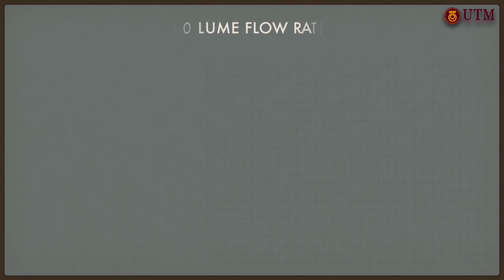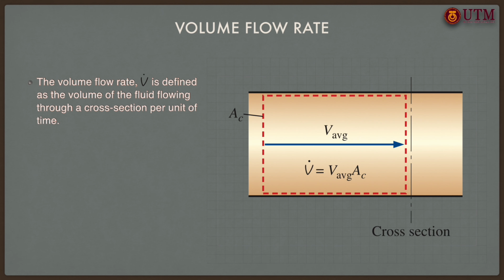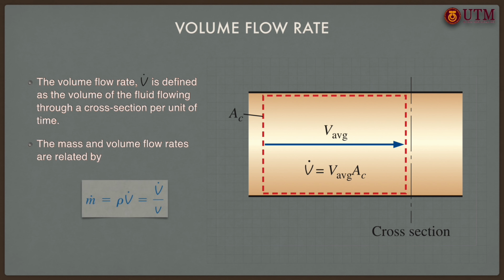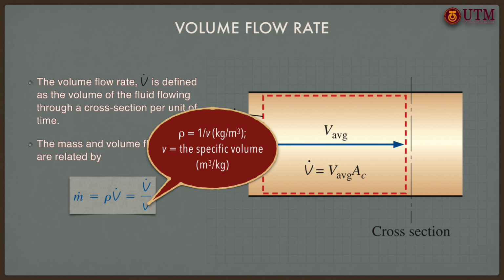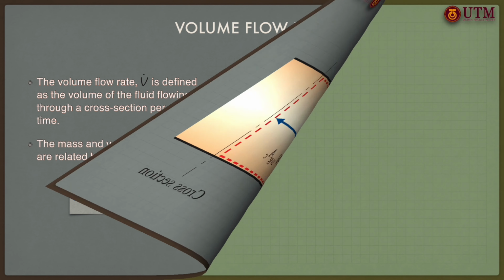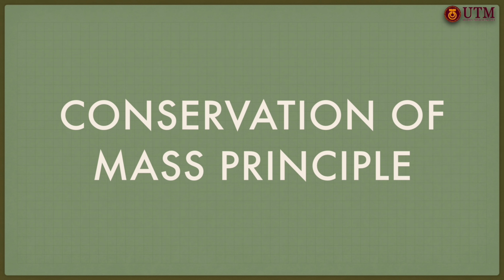The volume flow rate is defined as the volume of the fluid flowing through a cross-section per unit of time. The mass and volume flow rates are related by a given expression. How are the mass flow rates determined? By using the conservation of mass principle.